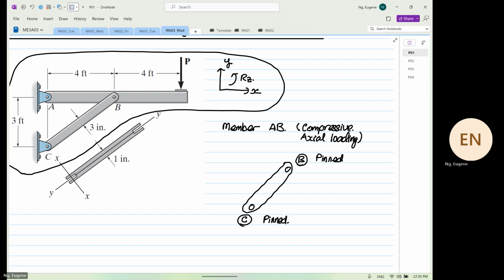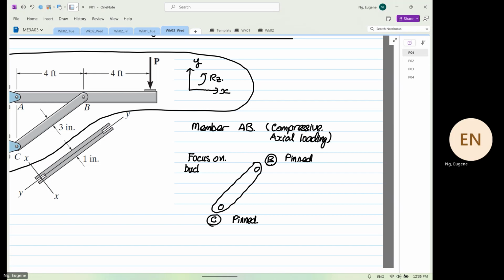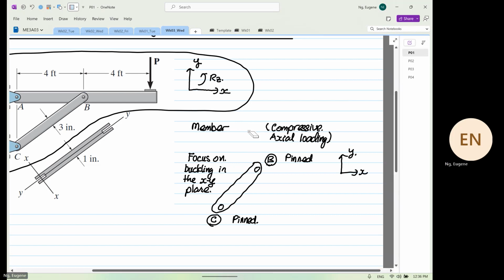Okay. Now, if we were to focus on buckling in the XY plane, right? Now we are looking at the XY plane, yes or no? So this is our X. And this is our Y.